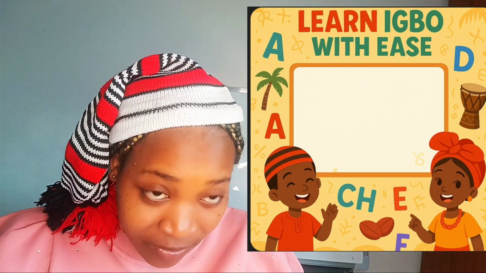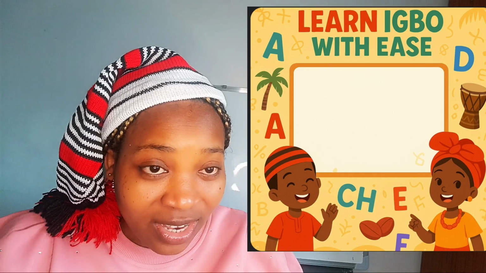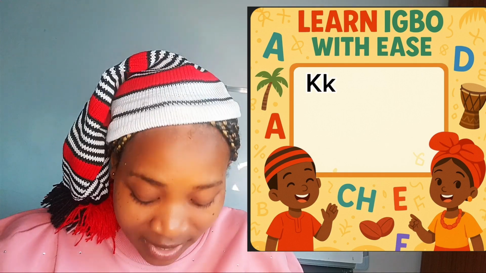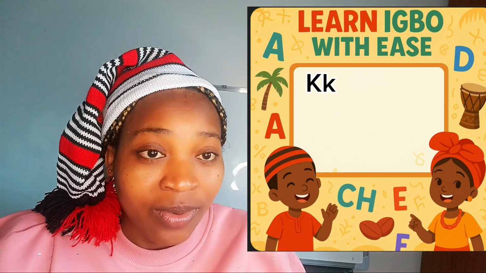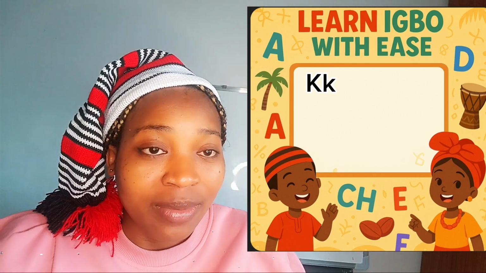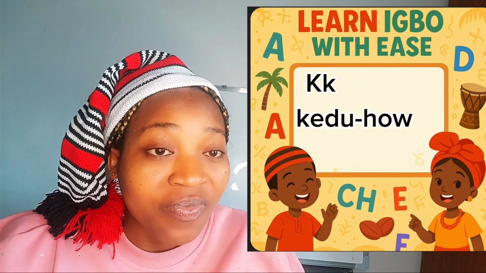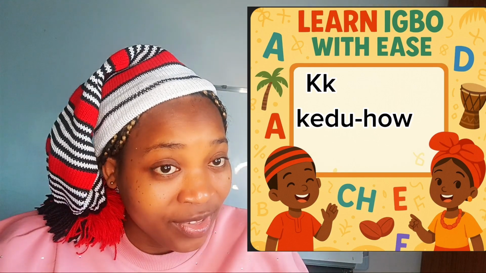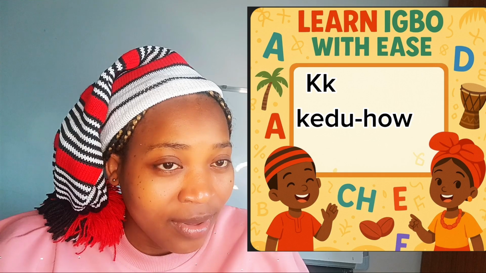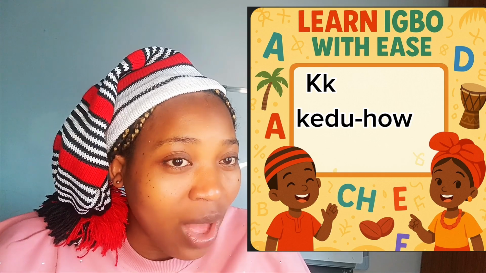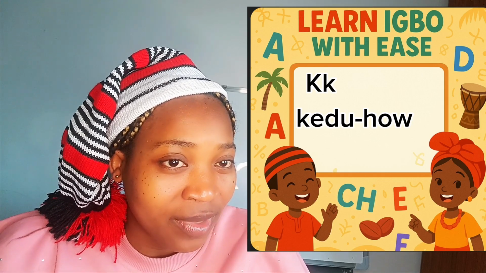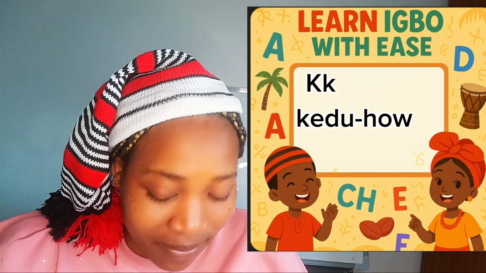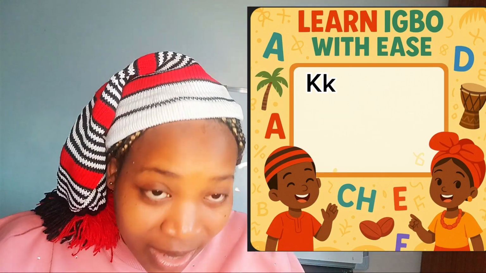So we have the next alphabet, which is K. That is K. Okay, K. So, the words in K can be Kedu. That is, how are you? Kedu, how. Then when you say how are you doing, it's Kedu Kimere. How are you doing? It's Kedu Kimere. How are you doing? Okay?